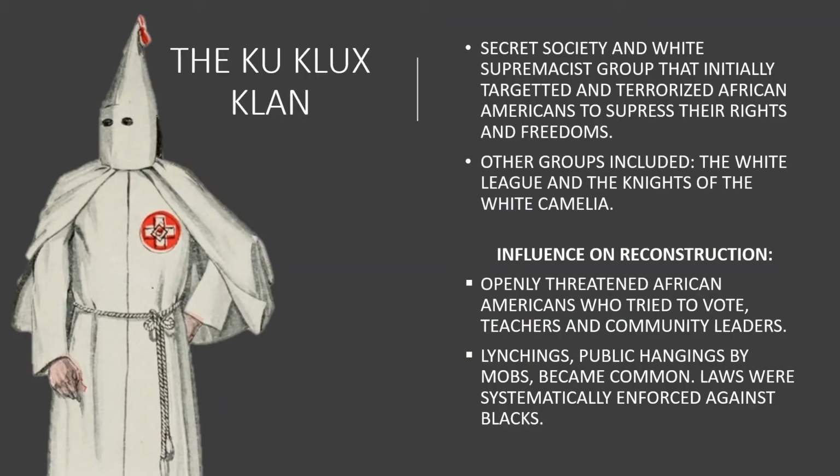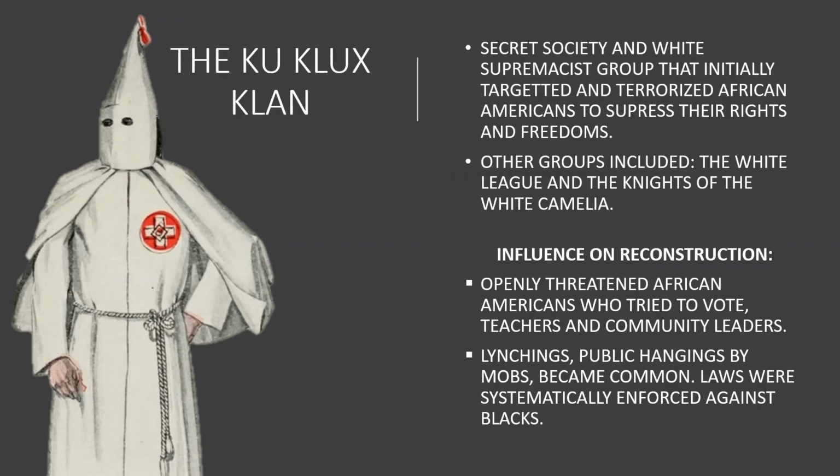Influence on Reconstruction. These groups openly threatened African Americans who tried to vote, teachers, and community leaders. Lynchings or public hangings by mobs became common. Laws were systematically enforced against blacks, and white perpetrators often walked free.